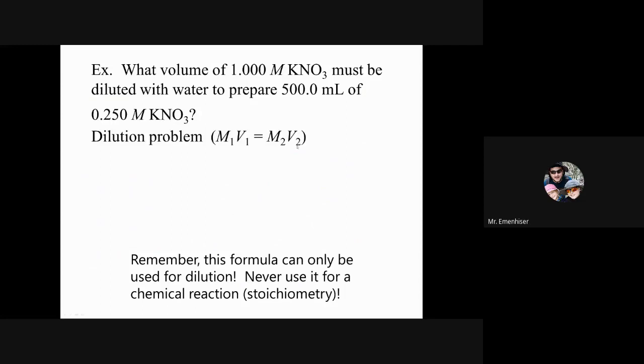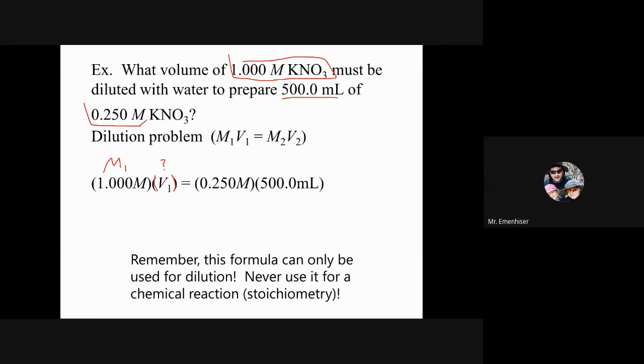M1 V1 equals M2 V2. You can assign these arbitrarily, okay? So I'm going to say that this is M1. So that's my M1 right there. V1 is what we do not know, so I'm going to leave it as a variable, V1. You can put X if you like, but it's something that we don't know. And then M2 is going to be this one, 0.25, and then V2 will be our volume.